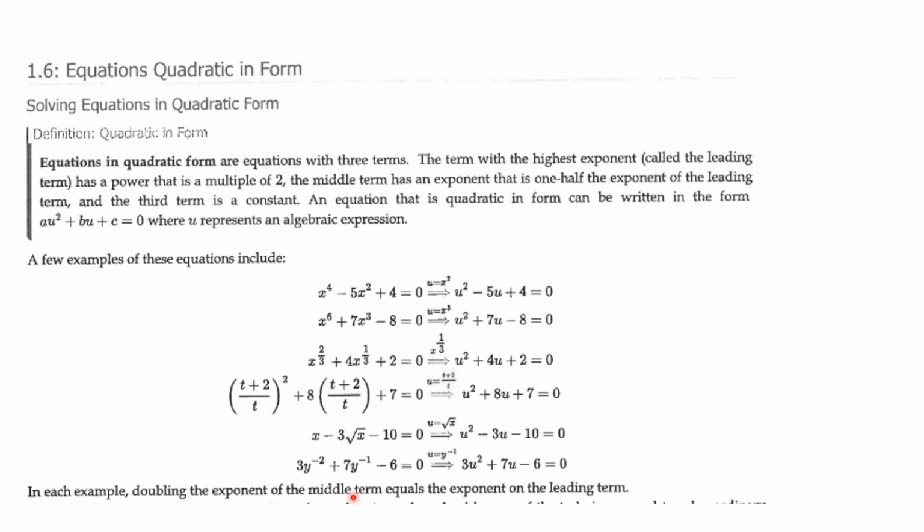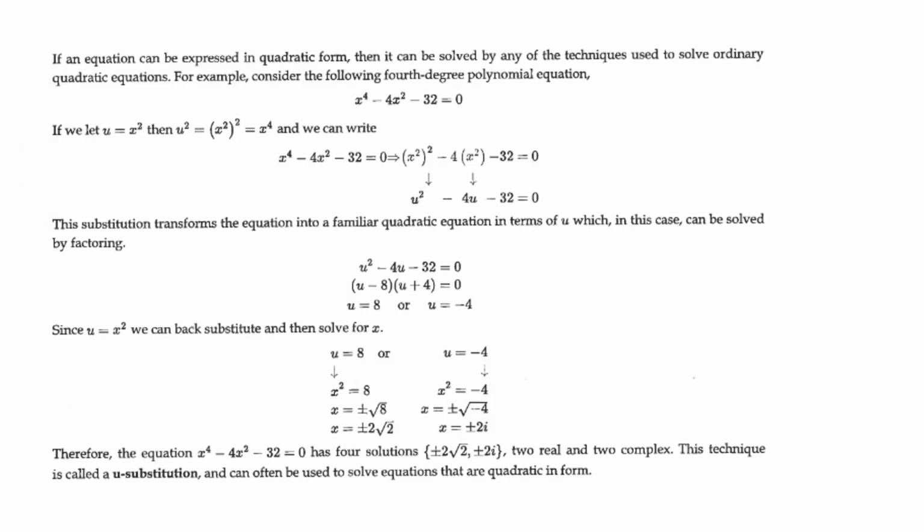Again, in each case, what we can do is solve the equation in u and then reverse the substitution to find the solution. In each example, doubling the exponent of the middle term equals the exponent on the leading term.